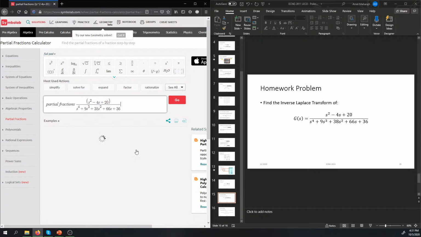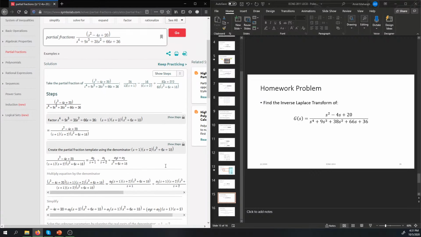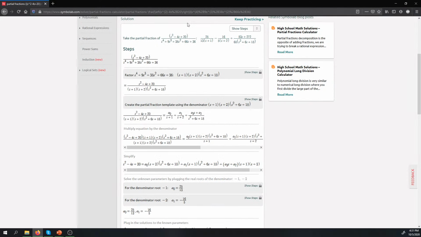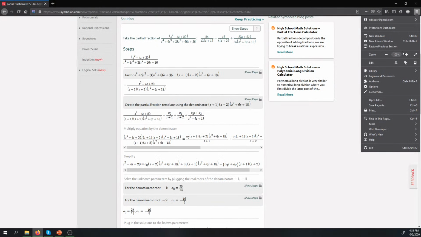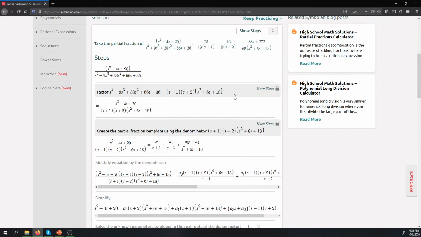Wait a bit to see if it actually does it. Right, nice, okay. So the nice thing about using these auto solvers is it actually shows us how we do these step by step. In this particular case, let's see if I can maximize this a little bit for you guys. It basically shows us all the steps here.